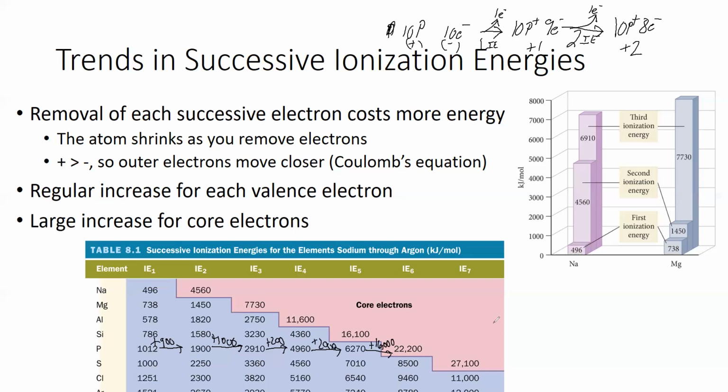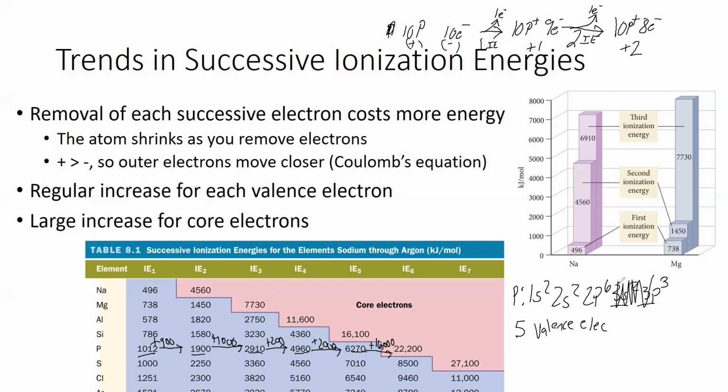Just to make sure we're on the same page, let me do the electron configuration of phosphorus. It's 1s2, 2s2, 2p6, 3s2, 3p3. So our highest energy level is the 3rd energy level, and phosphorus has 5 valence electrons. So that's why in the blue, we had 5 numbers. These are the energies for removing electron 1, 2, 3, 4, 5, and it increases regularly.